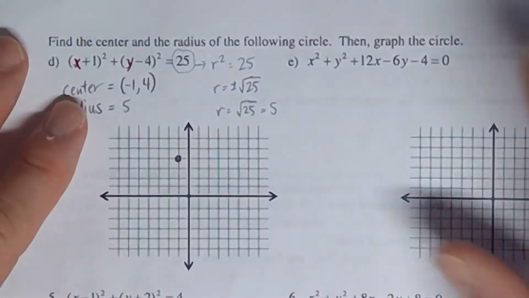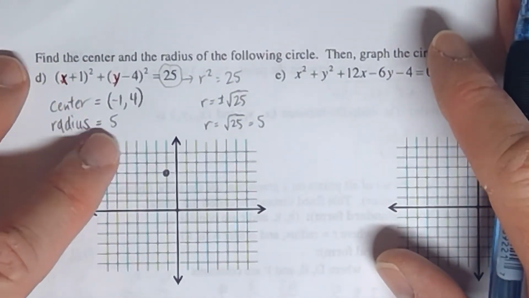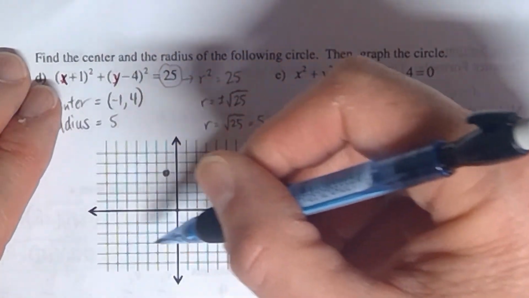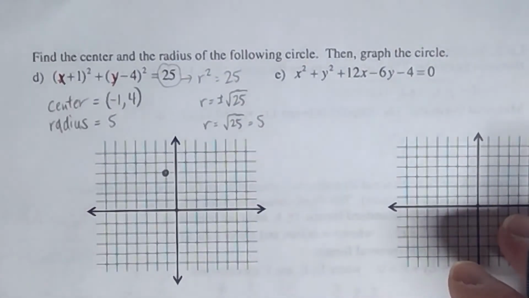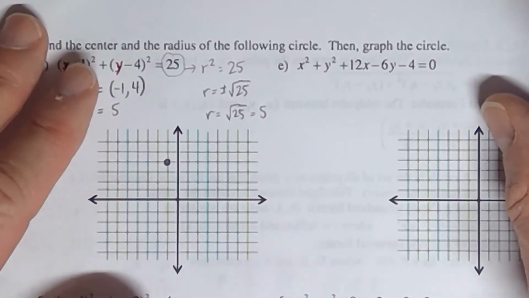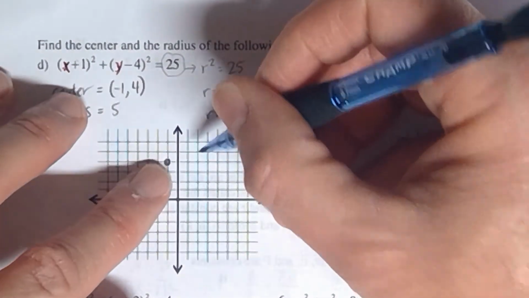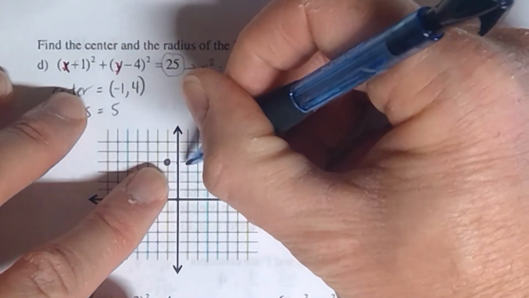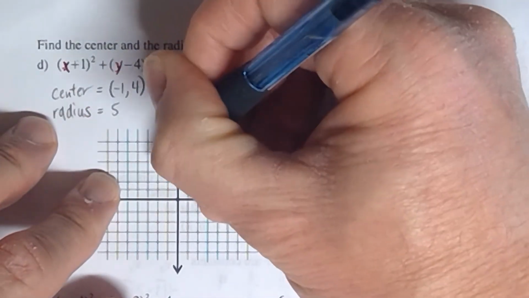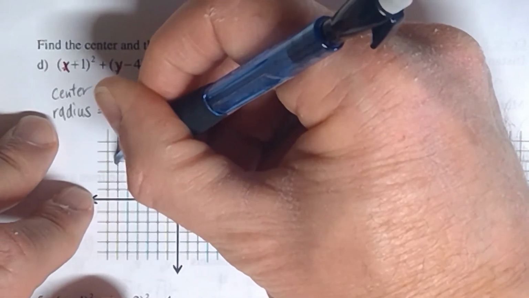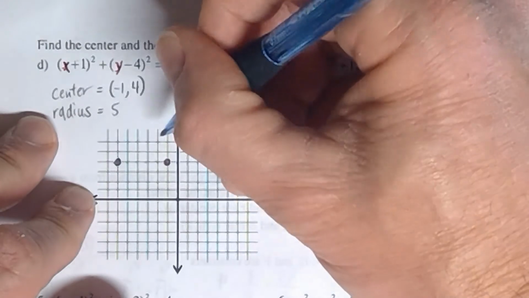Then you take your radius. Remember, if the radius is 5, that means that all the points on the circle are a distance of 5 away from the center, all of them. Now, that doesn't mean you need to plot a whole bunch of them. The easiest way to do a circle, you guys, is to just go 5 to the right. Count out 1, 2, 3, 4, 5. Go 5 to the left. 1, 2, 3, 4, 5. There it is right there. I'm also going to go 5 up.